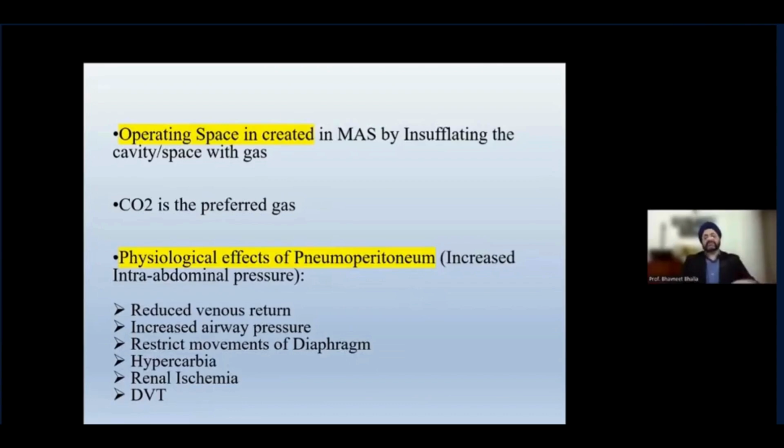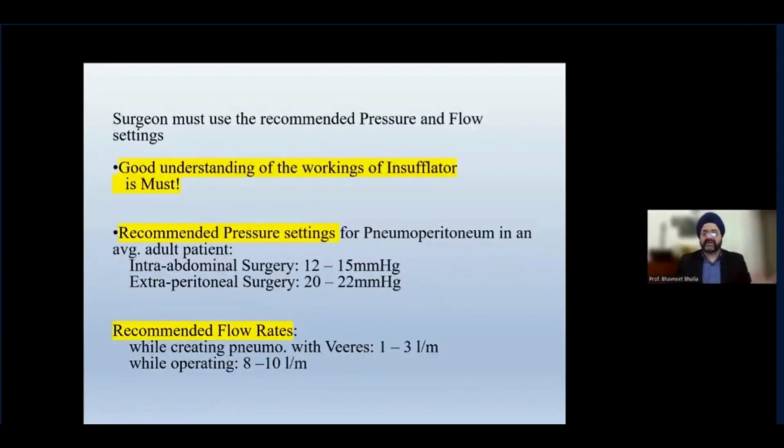So a surgeon must understand the recommended pressure and flow settings. These you can find out when you switch on the insufflator and see the readings on it. Because of lack of time, I cannot go into the details, but briefly, in an adult patient, the recommended preset pressure for intraperitoneal surgeries should be somewhere between 12 to 15 millimeters of mercury. For extraperitoneal procedures, if you are planning to do a TAPP or a TEP or a retroperitoneoscopy, then you need a higher preset pressure, in the range of 20 to 22 millimeters of mercury.